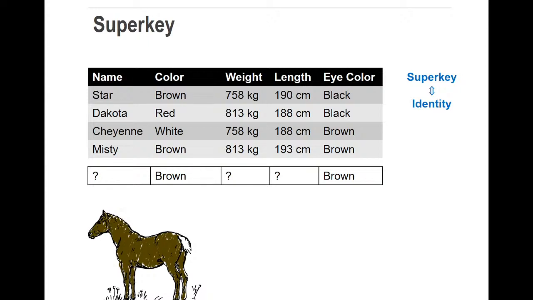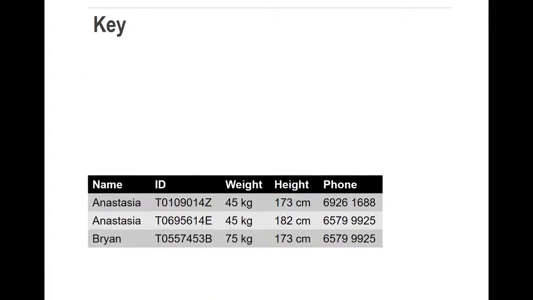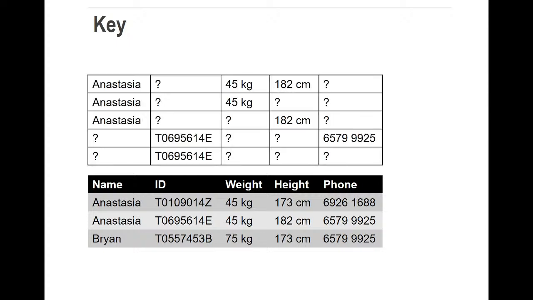But an identity, at the worst case, like I said before, can consist of everything, which is not exactly useful. Having all the attributes as a superkey is not useful. So is there any other notion that we can use? Well, yes, and this is where the notion of a key comes in. So let's take a look at the different examples over here.